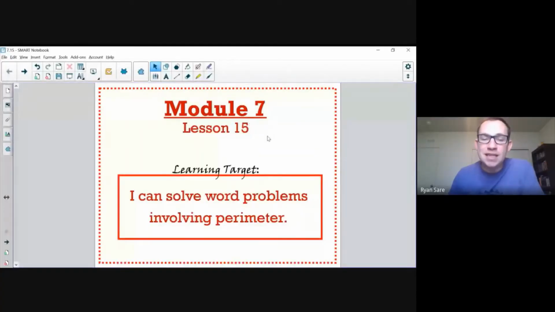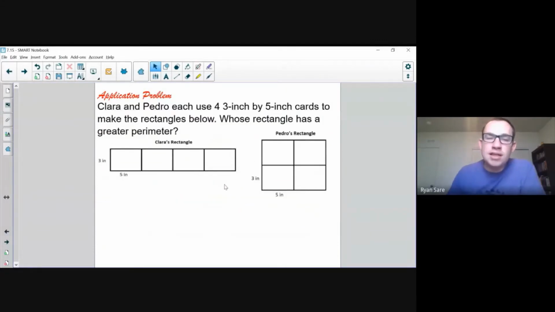Hello and welcome back. We have another day and another opportunity to learn a little bit more about perimeters. Now today's lesson is Module 7:15, and our learning target is I can solve word problems involving perimeter. We're going to go ahead and look at this application problem today.